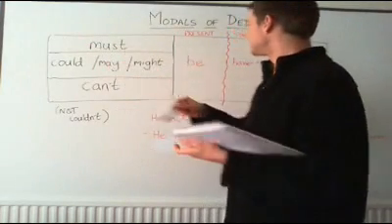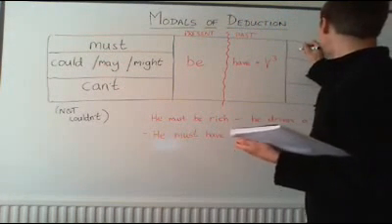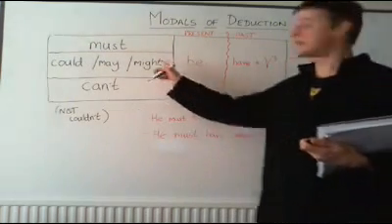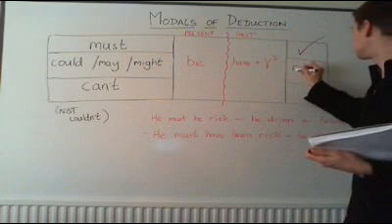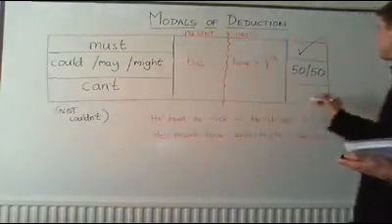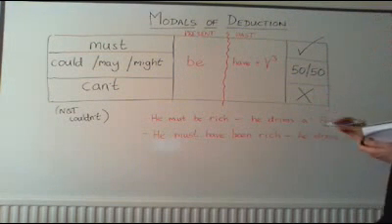So you can say he must be French. That means you are 100% certain that he is French. You could say he might be French. That means you're 50-50. And you can say he can't be French. That means you're certain he isn't French.